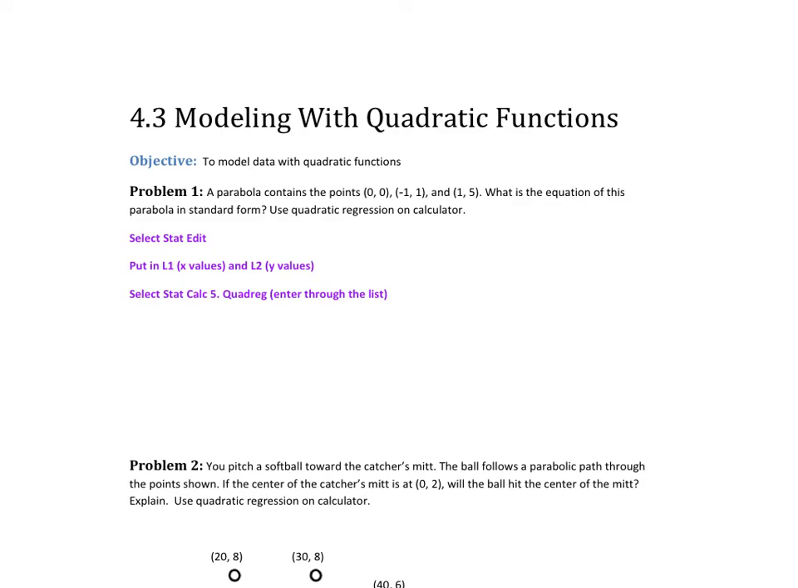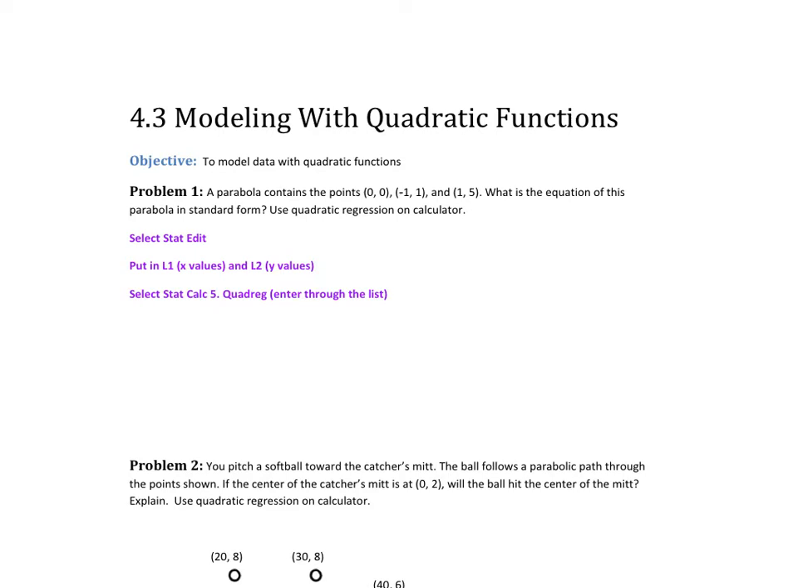Okay, so this lesson we're modeling with quadratic functions, and this is going to look a lot like when we did linear regression with the linear functions. So we're going to be using our calculator to do this. Problem 1 says a parabola contains the points 0, 0, negative 1, 1, and 1, 5. What is the equation of this parabola in standard form? Use quadratic regression on your calculator.